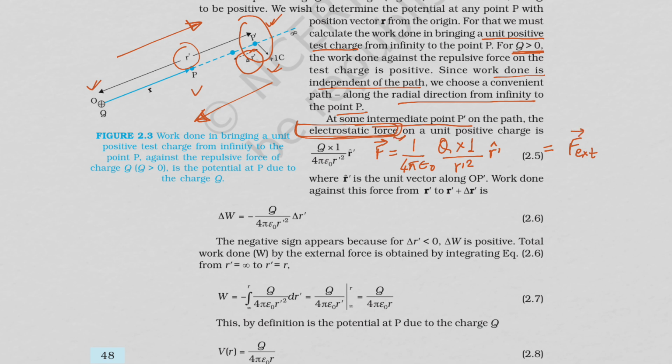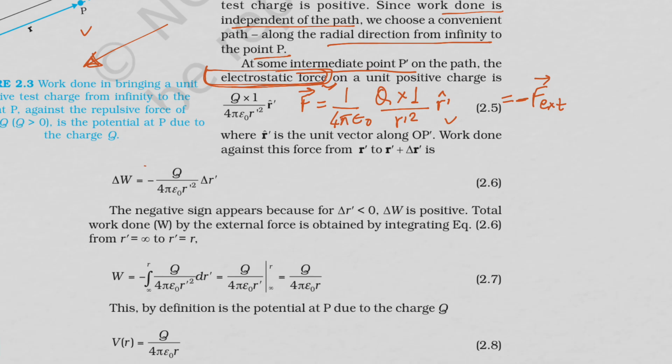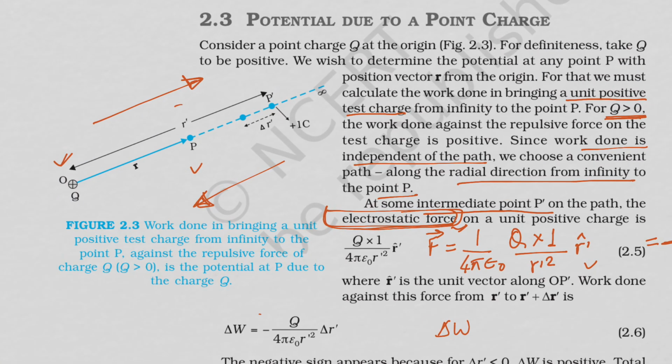So same kind of external force we have, same value of external force we have to apply. But we have to keep in mind that this is just the opposite direction of the electrostatic force. So we will just use a negative sign. Now the work done by the external force to bring the charge from point P dash to this point.